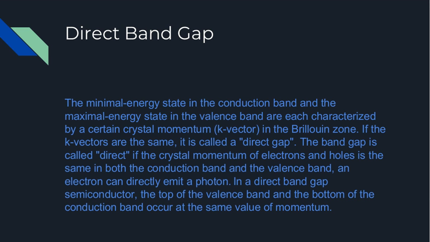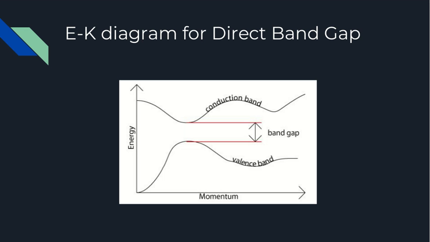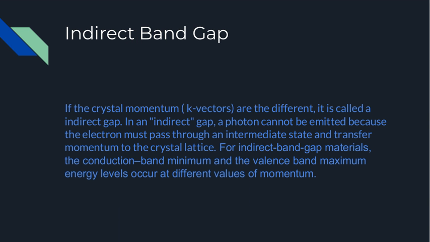In a direct band gap semiconductor, the top of the valence band and the bottom of the conduction band occur at the same value of momentum. As we can see in the E-K diagram for direct band gap, here the maximum of the valence band and the minimum of the conduction band occur at the same value of momentum. Now let's move to indirect band gap.